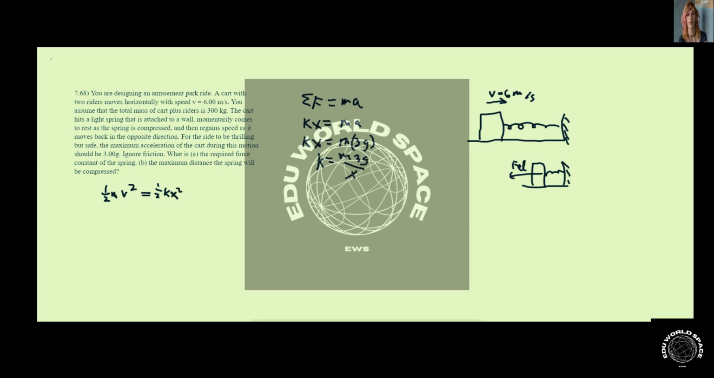Okay, and we can then substitute in what we know for k. We have 1/2 m v squared equal to 1/2 m times 3g over x times x squared. And then we can cancel out one factor of x, one factor of m, and the 1/2. And what we're left with is v squared is equal to 3gx.